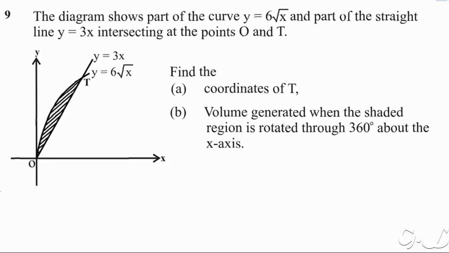Okay, so now we are getting into the solving. Let's read the question once again. It is question number 9, and it says the diagram shows part of the curve y is equal to 6 square root of x and part of the straight line y is equal to 3x intersecting at the points O and T. Find the coordinates of T, and the volume generated when the shaded region is rotated through 360 degrees about the x-axis.